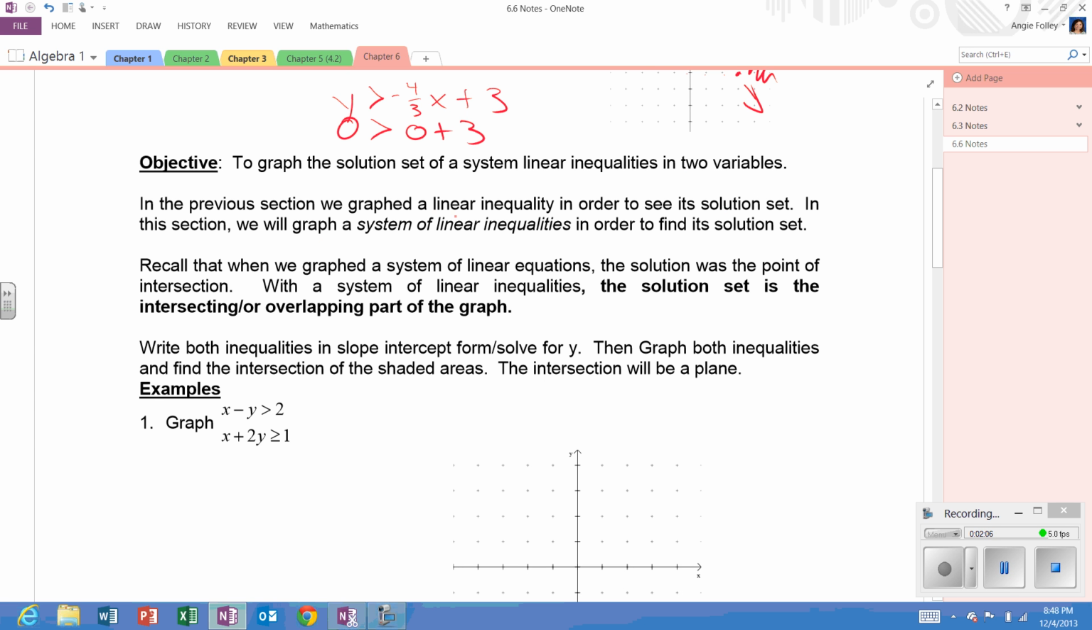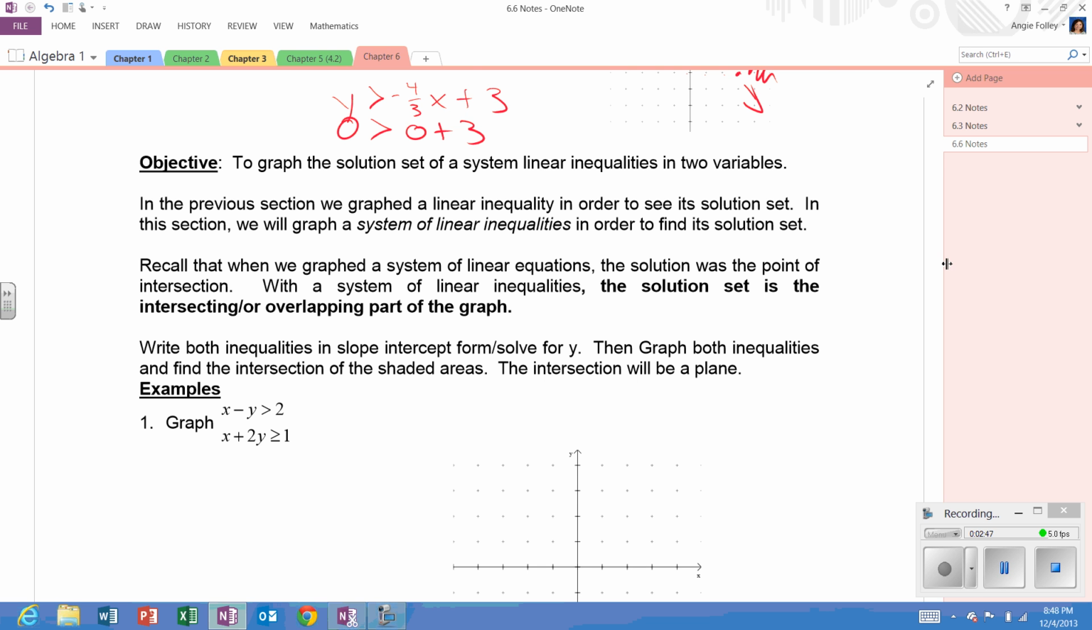So like I said in the previous section, we graphed linear inequalities to see its solution. And now in this section, we're going to graph multiple inequalities to find the solution set. So recall that when we graphed a system of linear equations, the solution was the point where the lines intersected. That's where we looked at the three ways of solving a linear system: graphing, substitution, or elimination. And if you graph, it's where they intersected. That was the solution. So in this case, it's going to be where the inequalities overlap. That's going to give us our solution. So we need to graph both inequalities in order to find our solutions.